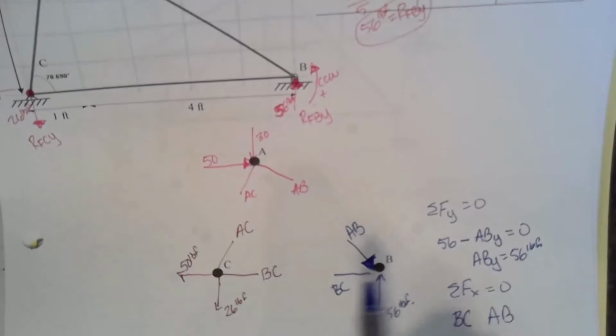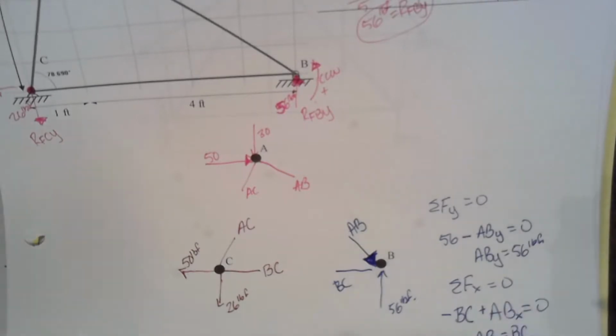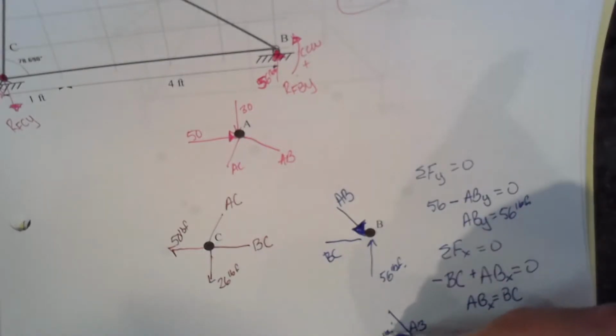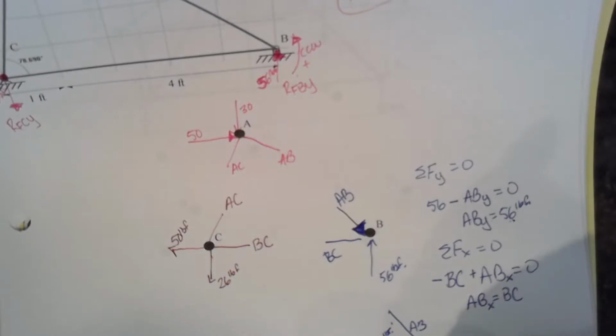And so if it's going to the right, then it is positive, and then BC has to be negative. So AB in the x direction is going to be equal to BC. But we don't know what AB in the x is. However, we do know that AB is made up of its x and y components, and we know AB in the y is 56 pounds of force. We found that right here. And this is AB in the x.